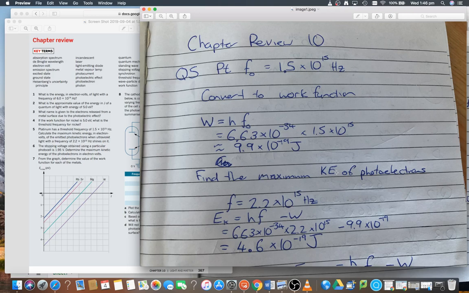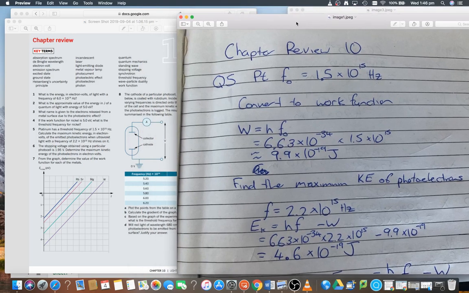Then I went to find the maximum kinetic energy of the photoelectrons if we shine a light with frequency 2.2 times 10 to the 15 hertz, using the maximum kinetic energy formula: photon energy take away work function. So hf, h times f, minus the work function, you end up with 4.6 times 10 to the minus 19 joules. Now I actually forgot to convert that into electron volts, which is easy enough to do. Just take that number and divide by 1.6.